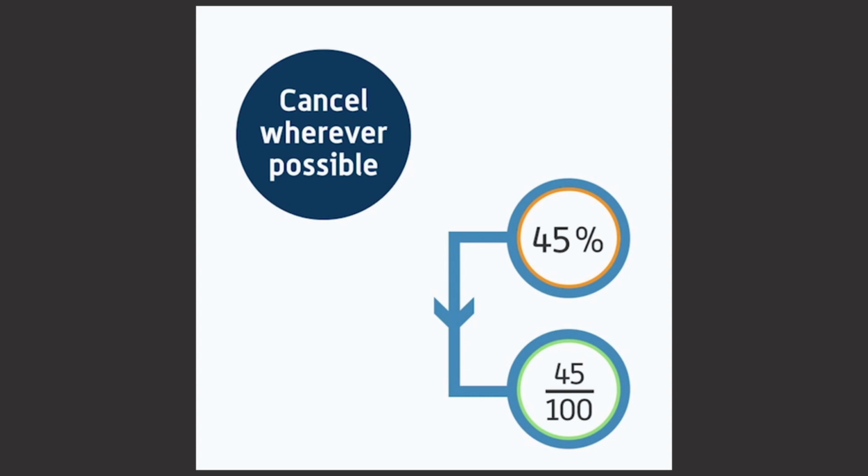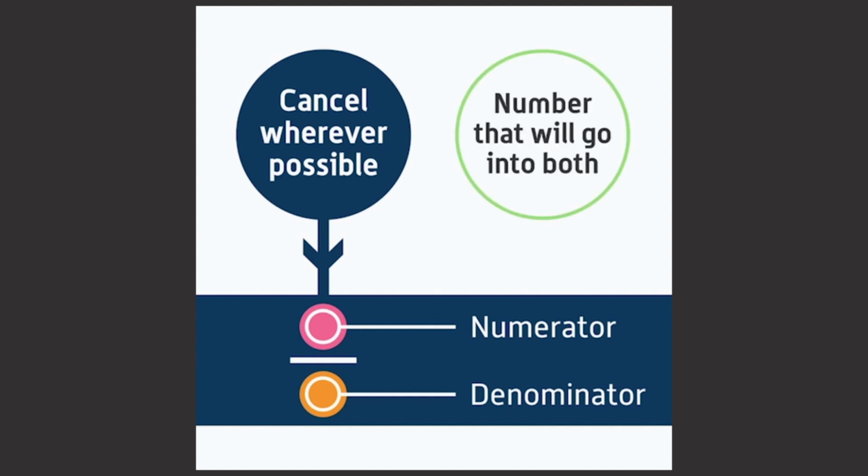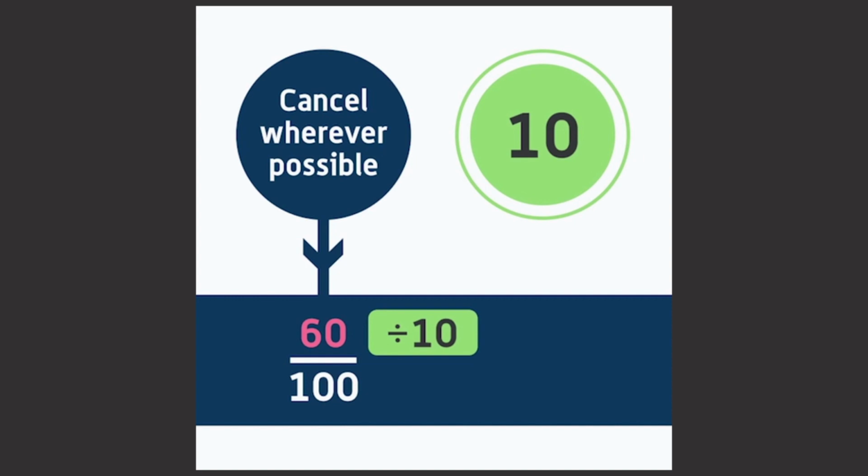What you can then do is cancel the fraction wherever possible. You do this by looking at the top number of your fraction, which is known as the numerator, and the bottom number, the denominator. You need to find a number that will go into both the numerator and denominator. In 60 over 100, both the numerator and the denominator can be divided by 10 to give 6 over 10. This can then be cancelled further by dividing the numerator and denominator by 2 to give 3 over 5. We can therefore say that 60% is equal to 3 over 5.